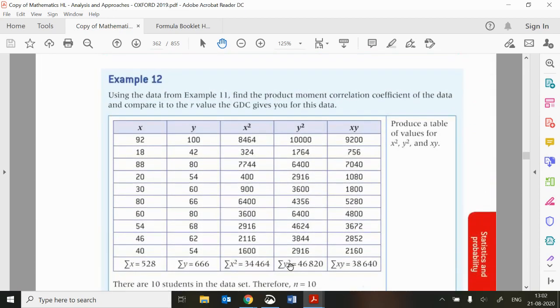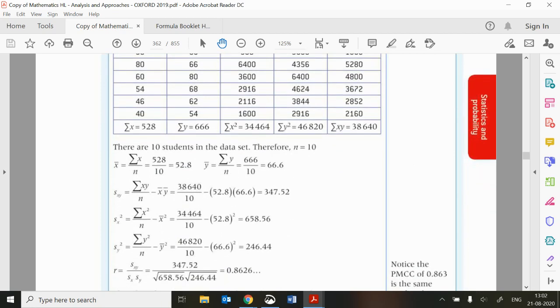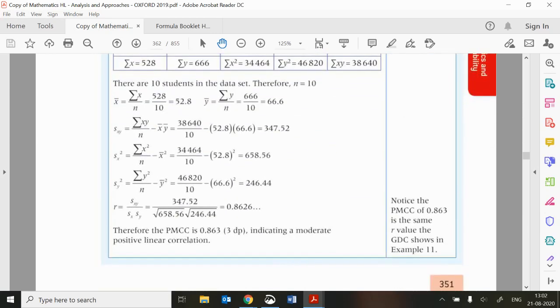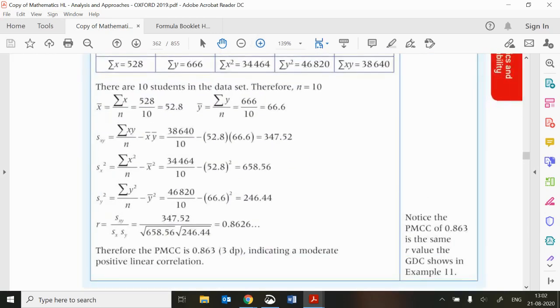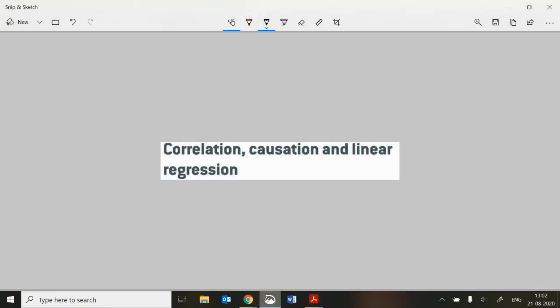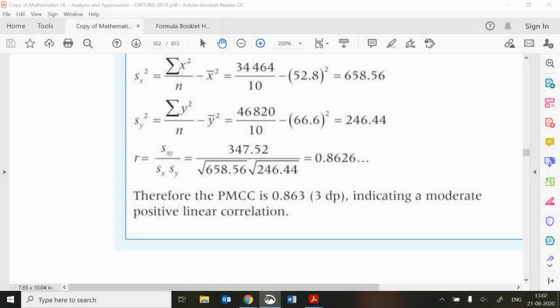So actually, let's look at example 12. Example 12 gets you to find R through some tables, and it never gives you the formula, which is really frustrating, or at least not until you get to the question. So the formula is this thing here. Let's zoom in. Okay, finally got there. The formula is this. So this is what we're going to need to do.